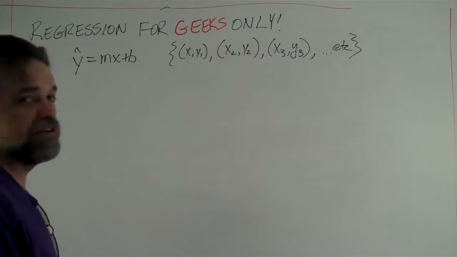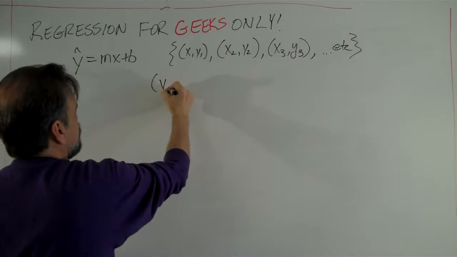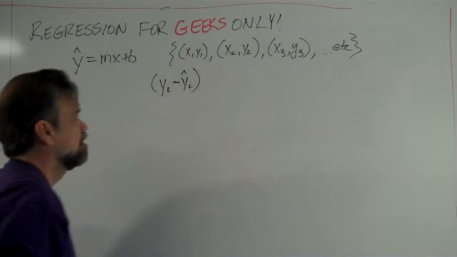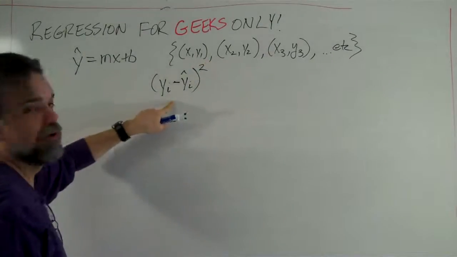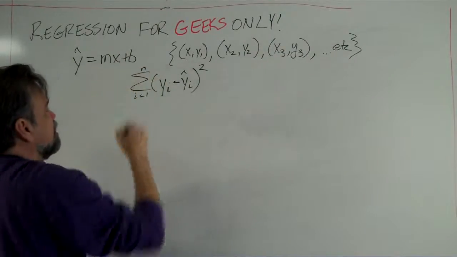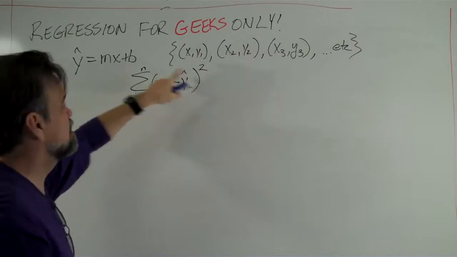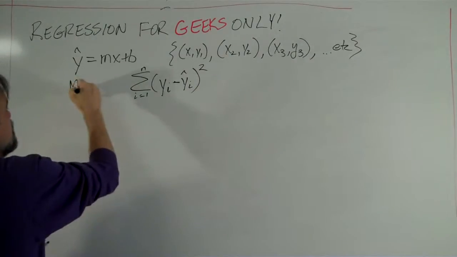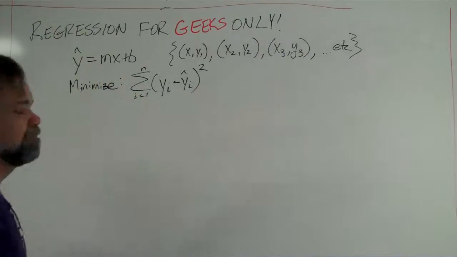Okay? And in particular, what we're going to do is take the residuals, yi minus y hat i. That's a residual for one point. We're going to square those residuals. Then we're going to sum them all up from 1 to n. And we're going to say, we want the y hat that makes this sum of squared residuals the smallest possible. So we're going to minimize that thing. Okay?